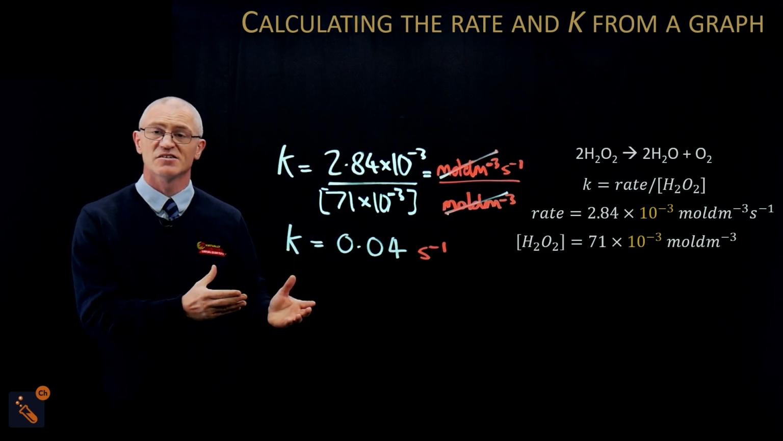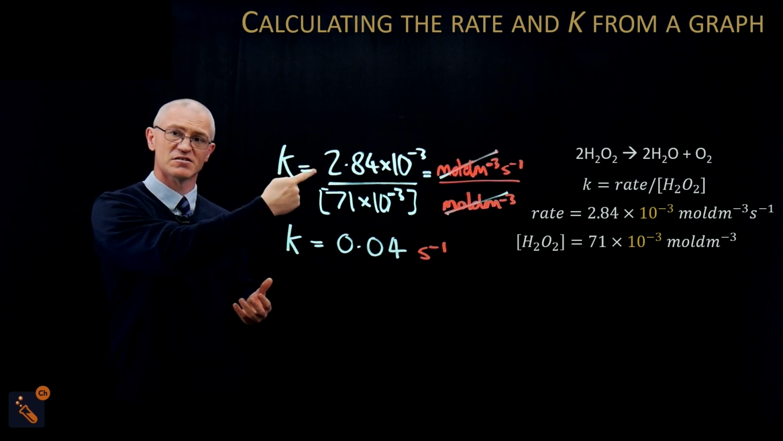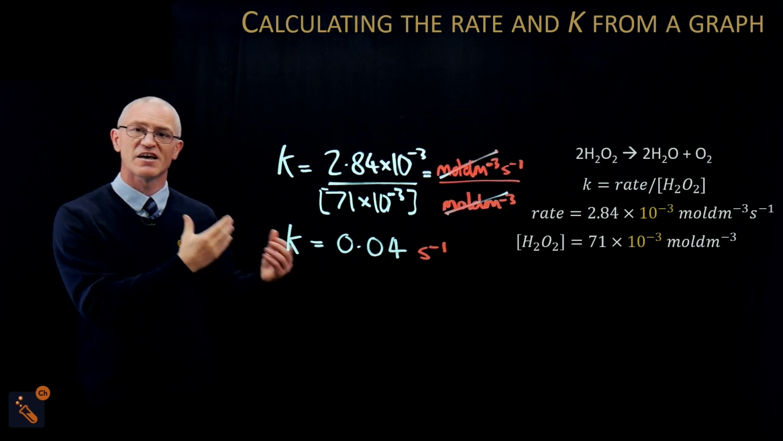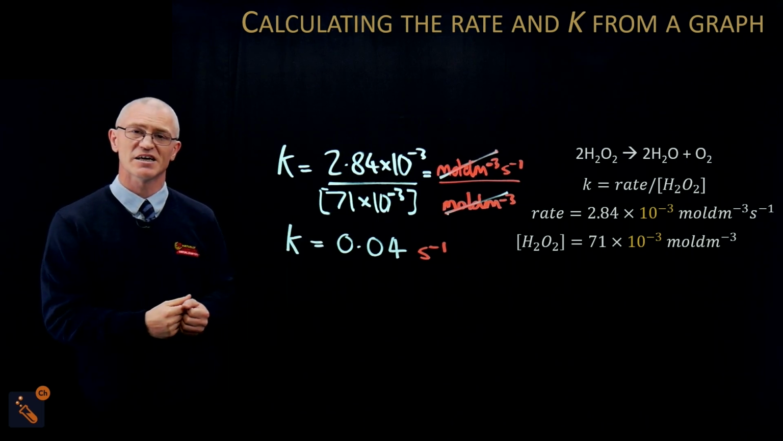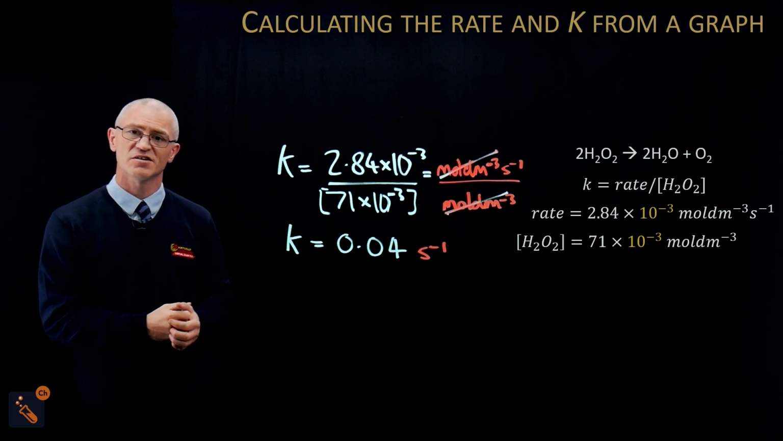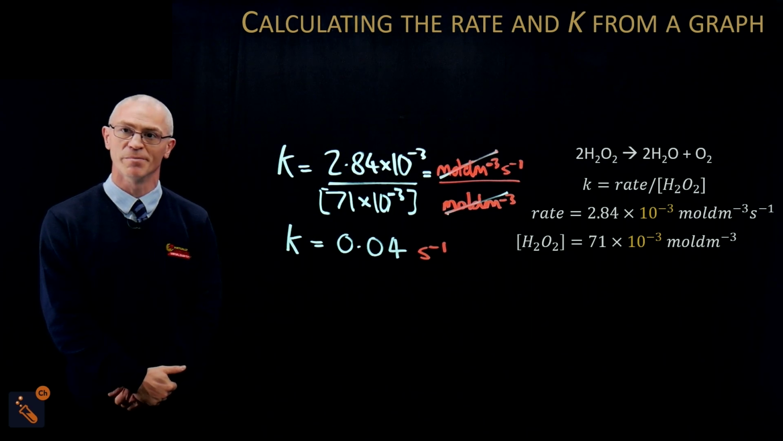So we've taken a graph, and from the graph we found out our initial rate. We've divided it by the concentration of the reactant at 0, which is our initial rate of reaction. And from this rate equation, which we found out that H2O2 was a first order reactant through our constant half-lives as well, we found out that K was 0.04 seconds minus 1.